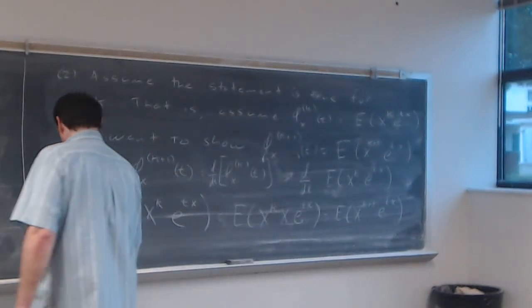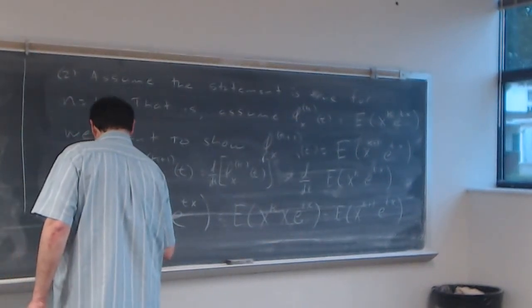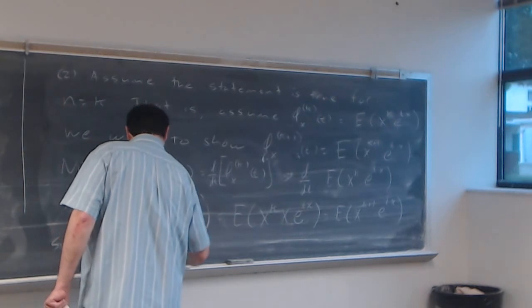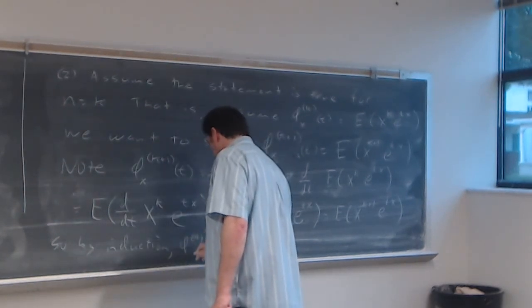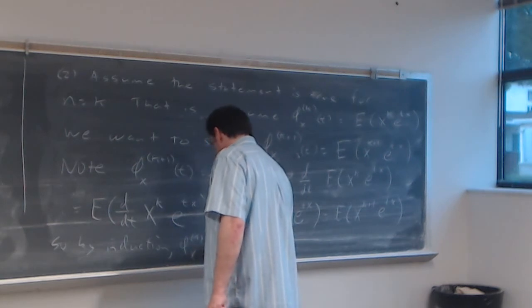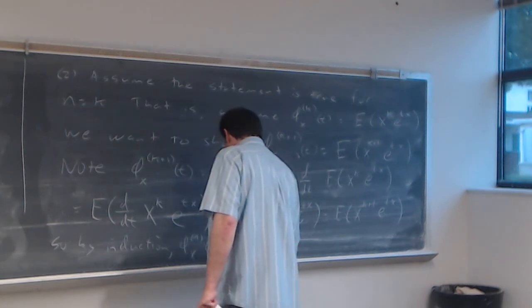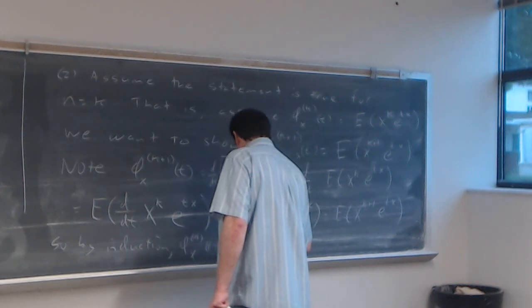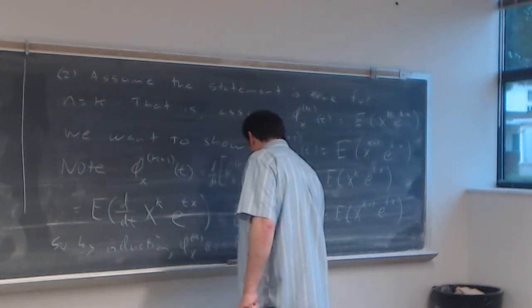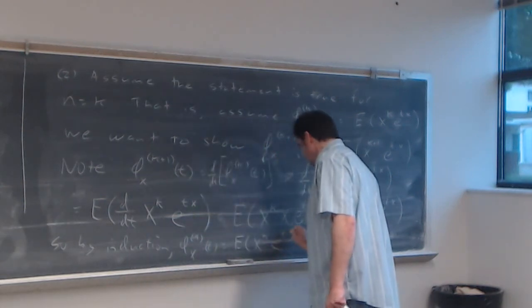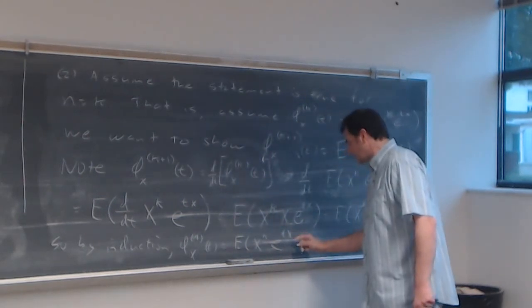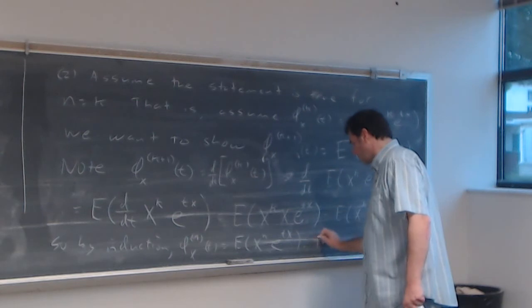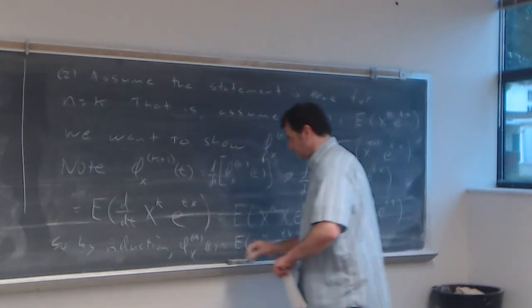So by induction, we have that the nth derivative of the moment generating function is equal to the expected value of the variable raised to the nth power times e raised to tX. Okay? And that's what we wanted to show. So that's the proof.